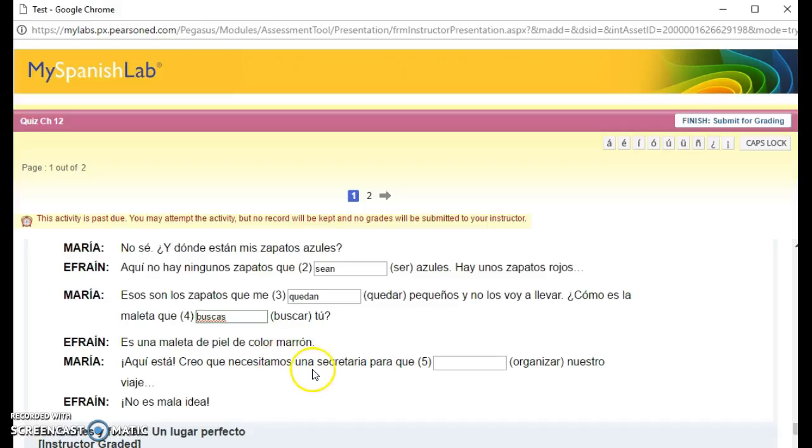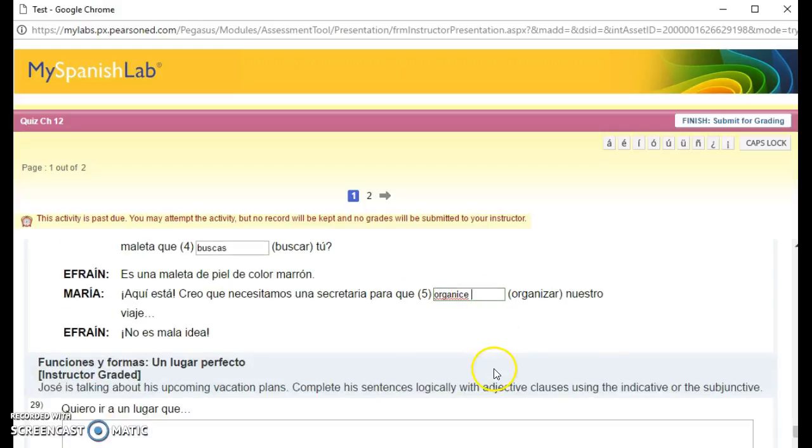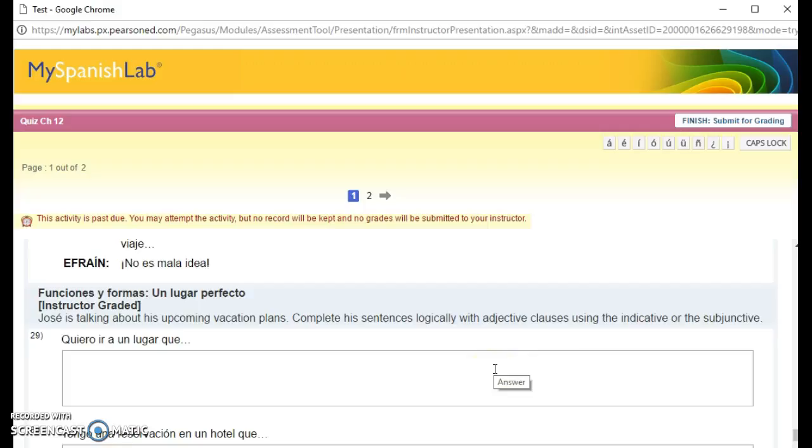Here it is. I think we need a secretary para que organice nuestro viaje. Para que is always followed by subjunctive. Para que organice, so that she can organize our trip. Not a bad idea. Okay.